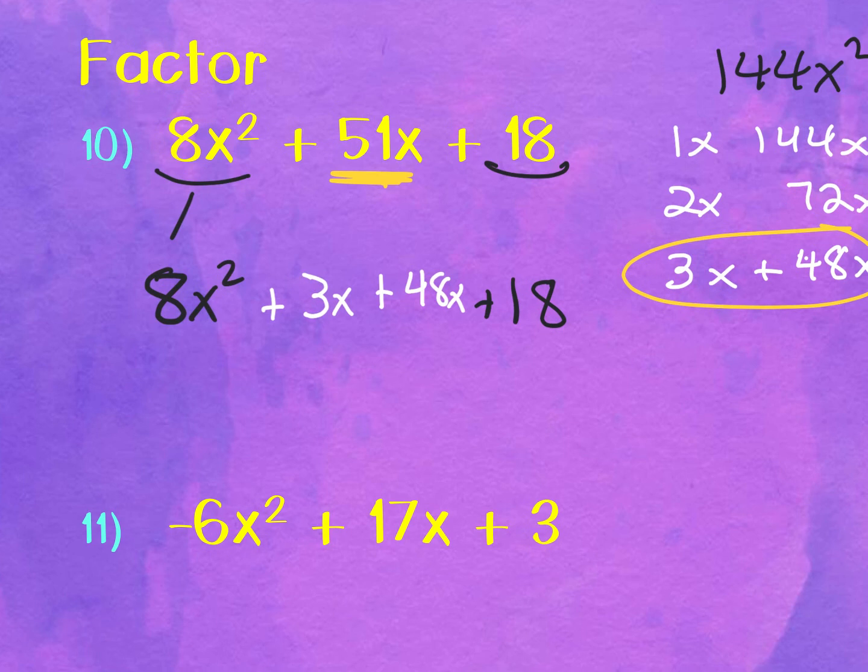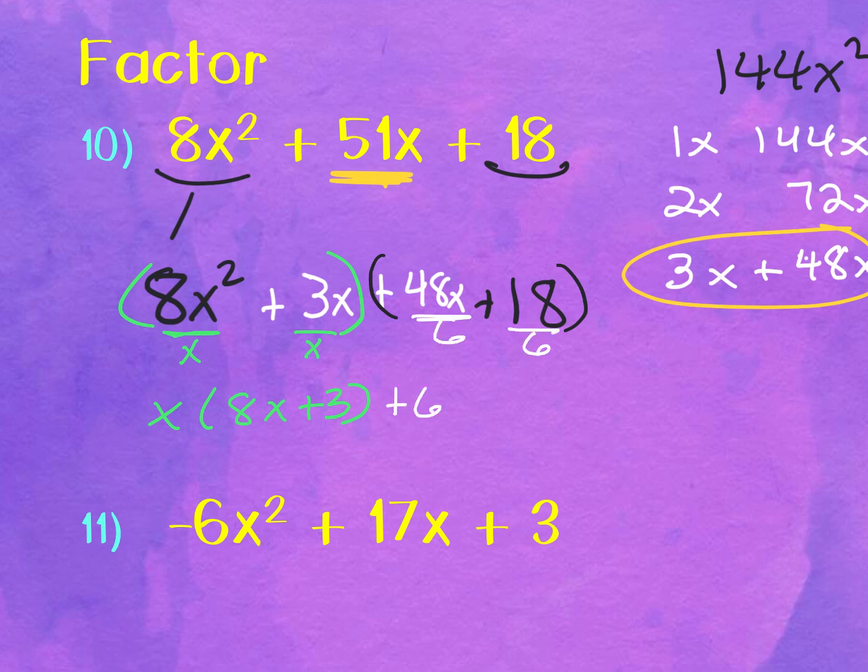So my GCF, make a group here, and I'll make a group here. My greatest common factor of my first group is just an x. And then I'm left with 8x plus 3. Now my GCF of my second group here, this one's going to be 6. So divide, you get 8x plus 3.